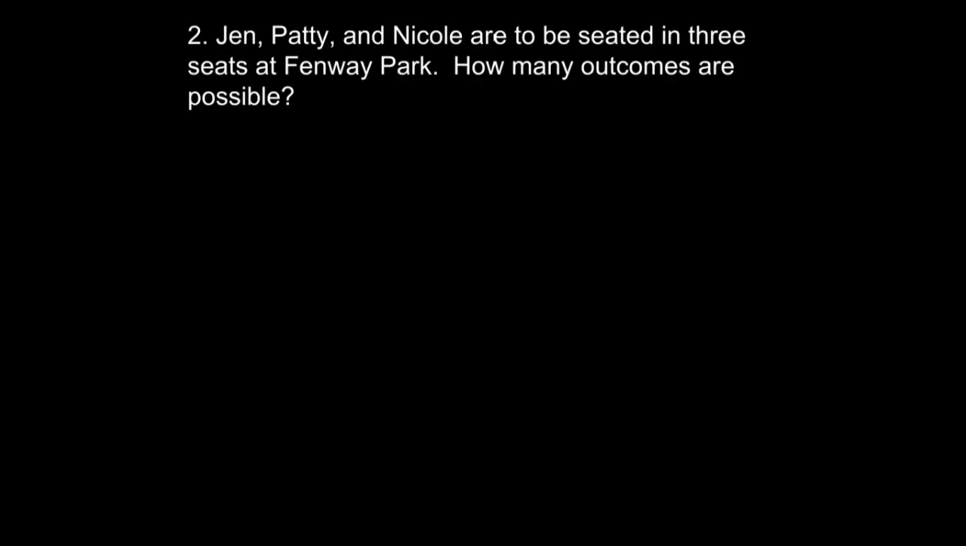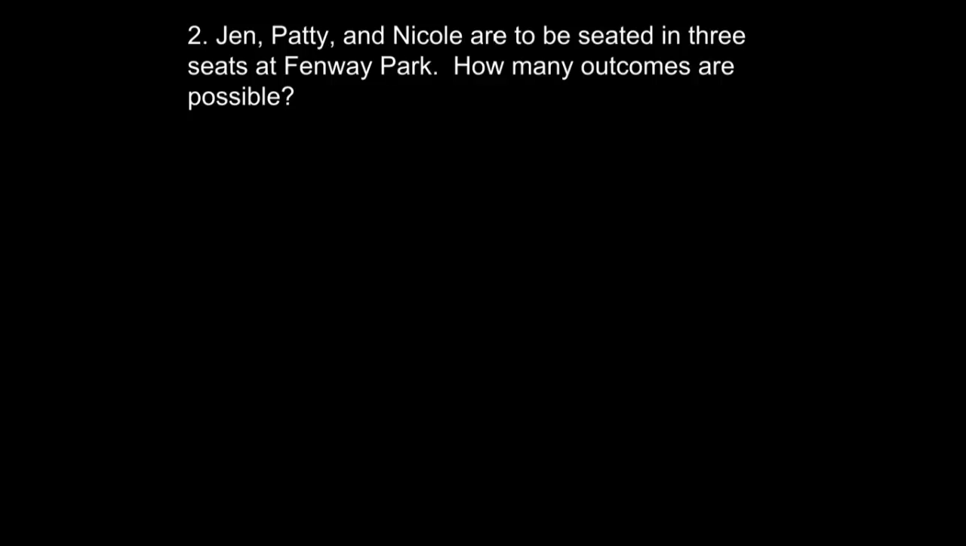Now that we have one tool in our toolbox, the multiplication principle, we can start answering some questions that are not quite as straightforward as the one we just did with the die and the quarter. So in this situation, it says Jen, Patty, and Nicole are to be seated in 3 seats at Fenway Park. How many outcomes are possible? By outcomes, obviously, we mean how many arrangements of the people Jen, Patty, and Nicole in those seats.